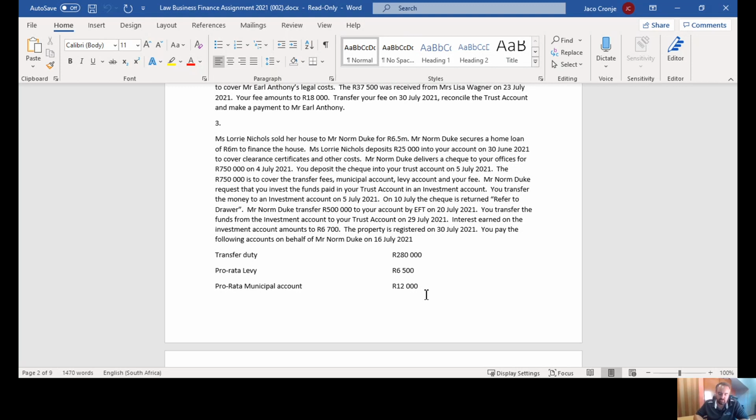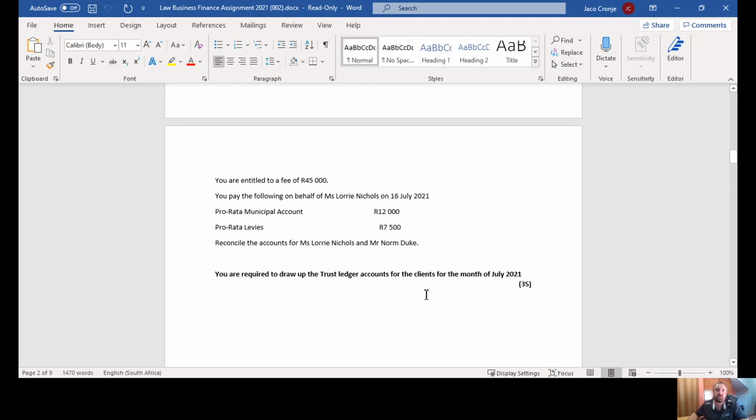And then you are entitled to your fee of 45,000 Rand, but that is only on registration date. So make sure you get your dates correct. And then we've got to pay the following on behalf of Miss Laurie Nichols. So we pay some municipal charges for her. Sorry, let's just move down. So you pay some municipal charges there and some pro rata levies of 7,500.